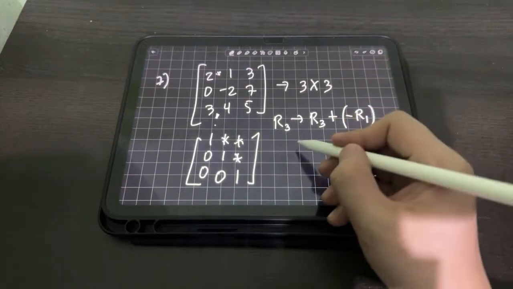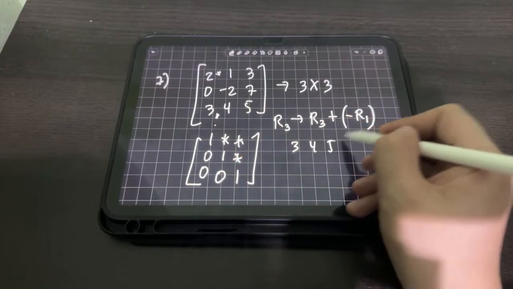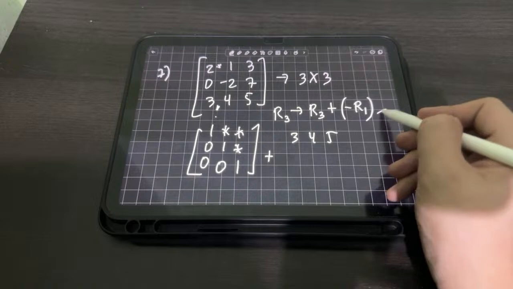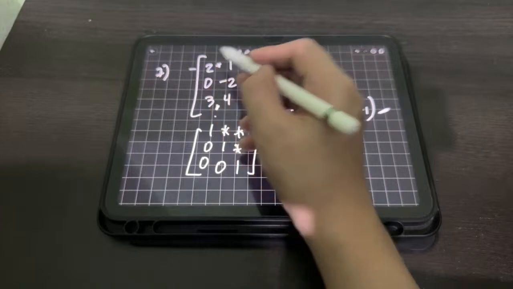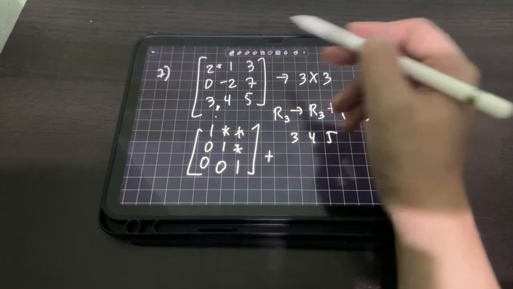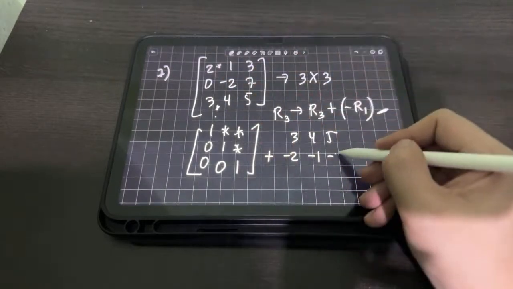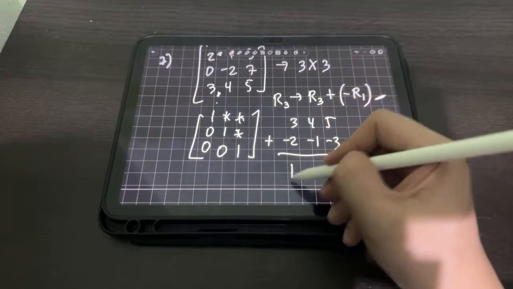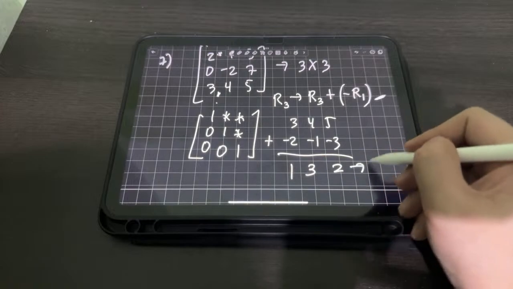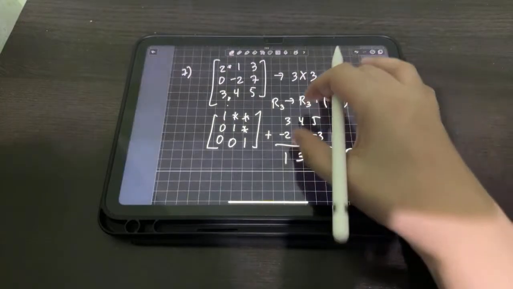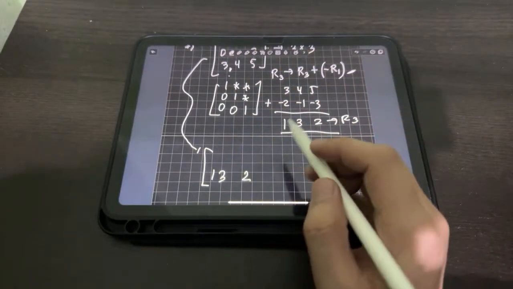So we have entries in R3, 3, 4, 5. Okay? We add with the entries in R1 times negative 1. So we multiply each term of R1 by negative 1. So we will have negative 2, negative 1, and negative 3. So 3 plus negative 2, 1. 4 plus negative 1, 3. 5 plus negative 3, 2. So the new entries of R3 will be 1, 3, 2.